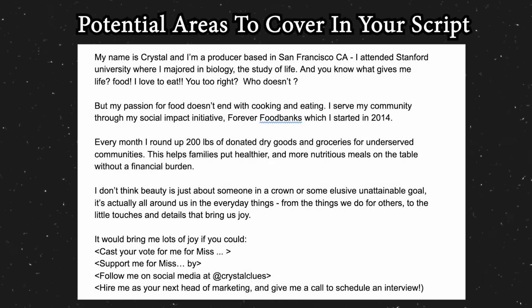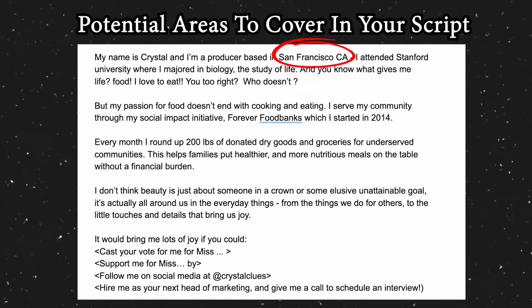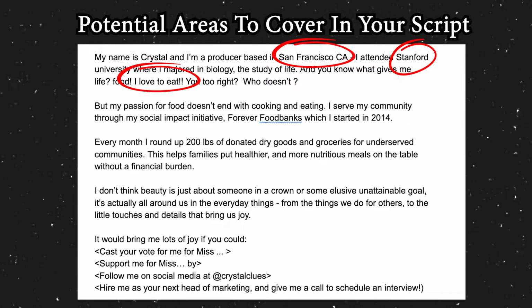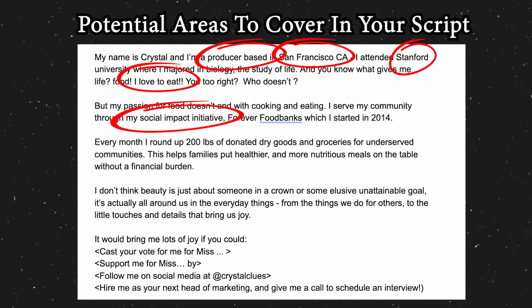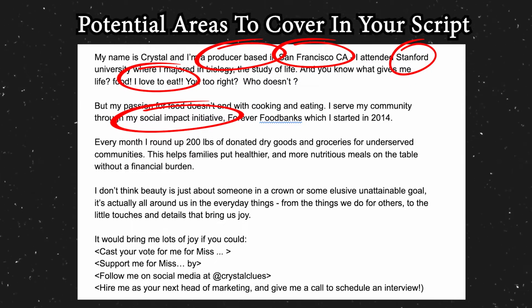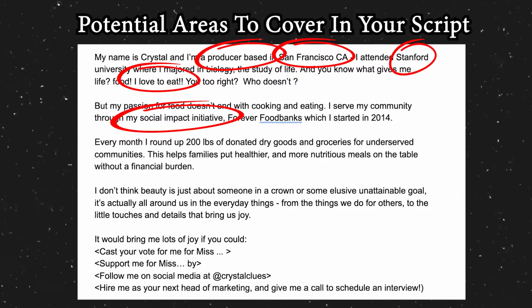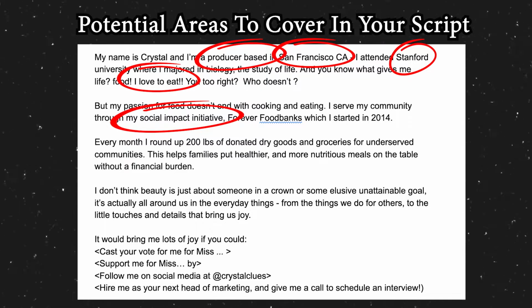Some areas to cover in your content are where you're from, where you went to school, your hobbies, your job, your platform, your social impact initiative, a brief story that shares your values, and how it relates to the competition or the opportunity at hand.